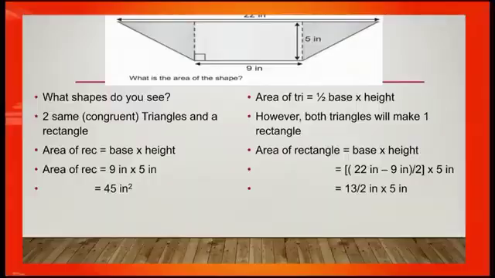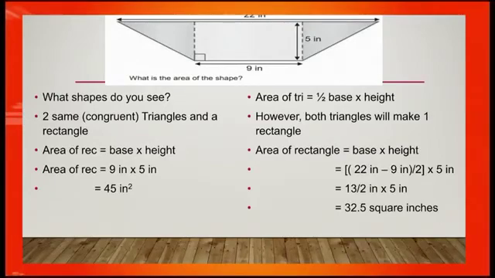So 22 subtract 9 gives me 13. And half of 13 would be 6.5. And then I'll multiply my 6.5 by 5, giving me 32.5 square inches. All right, so am I finished?